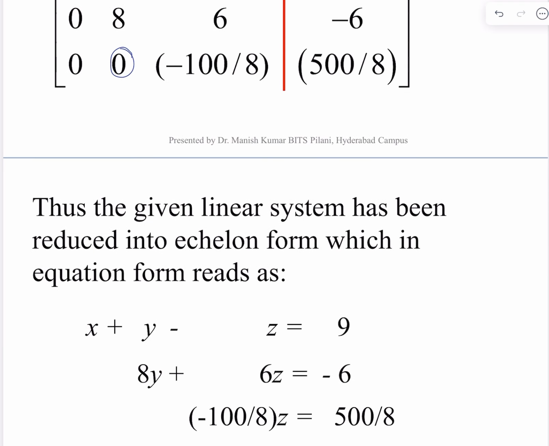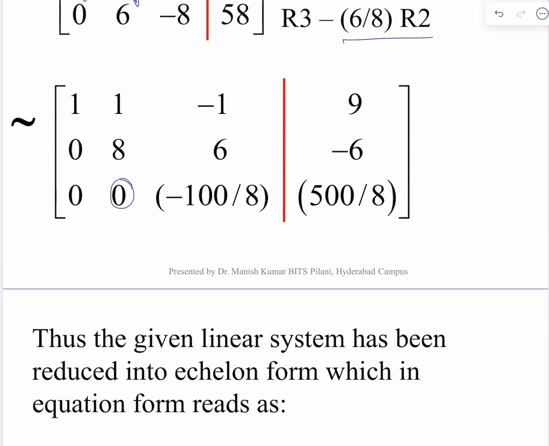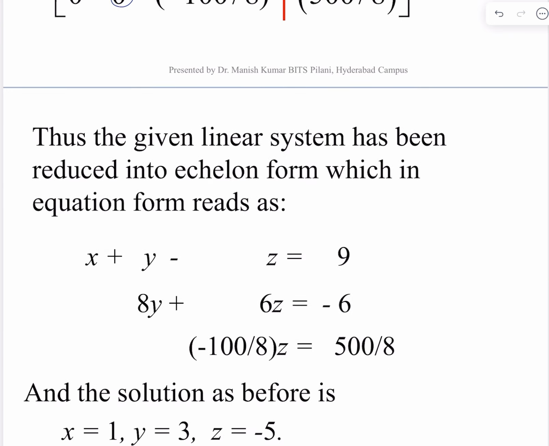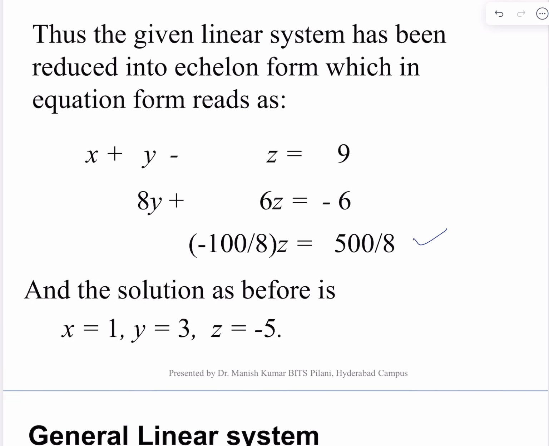So this system has been reduced to the triangular form. We will write it back into equations: x plus y minus z equal to 9, 8y plus 6z equal to minus 6, and so on. And then we use back substitution as before to get the same solution.